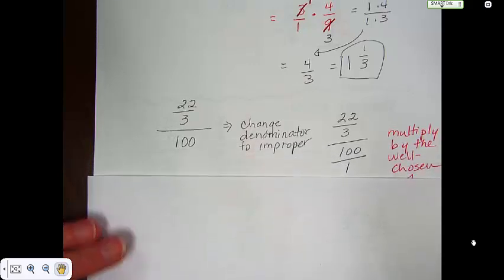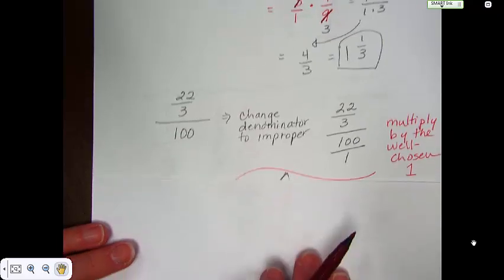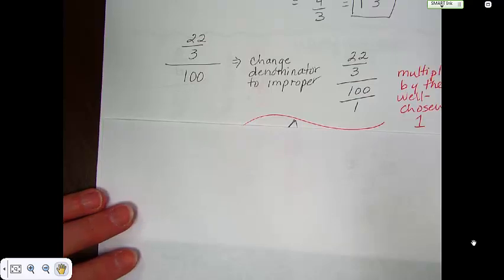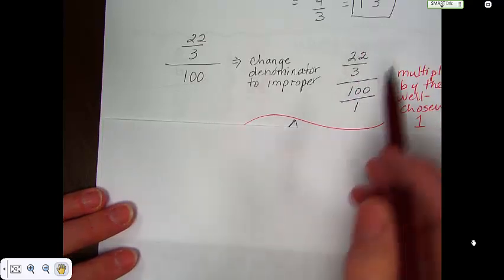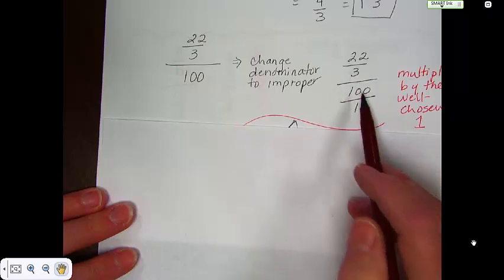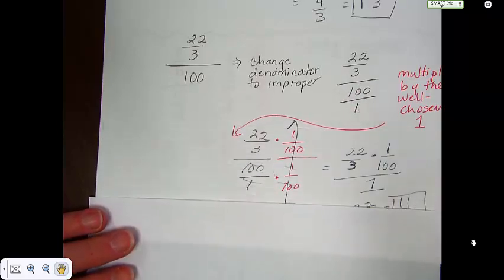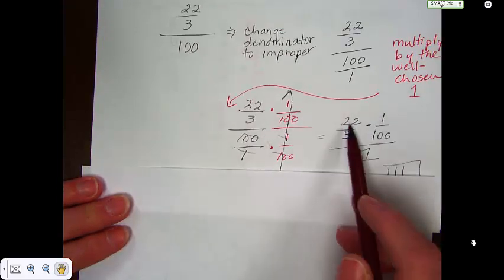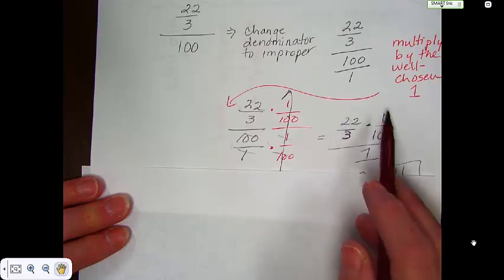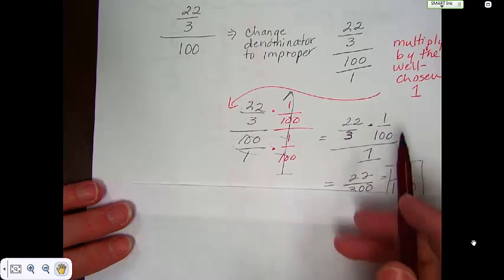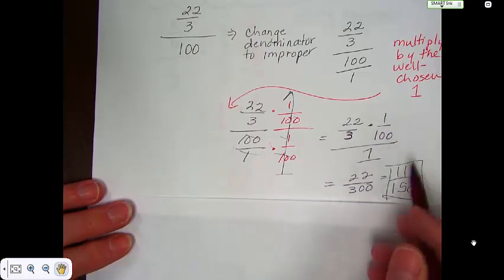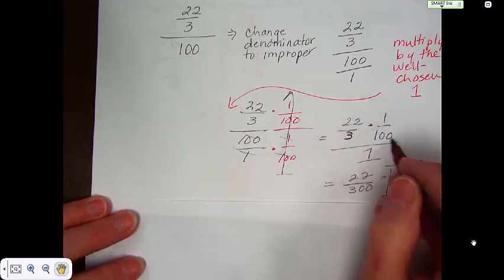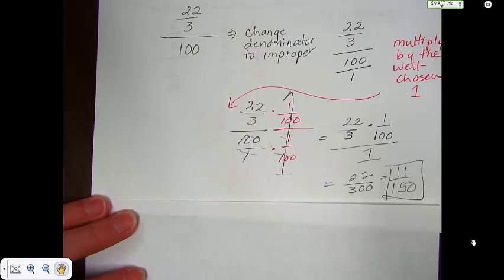Now, here is one more example. 22 over 3 divided by 100. Leave this 22 over 3. Change this 100 to 100 over 1. You're going to multiply by 1 over 100, top and bottom, to get rid of this denominator. And you have a 22 over 3 times 1 over 100, which ends up to be 22 over 300, which reduces to 11 over 150. Now, I probably could have taken the 2 out of here and the 2 out of here. I didn't in this case, but I could have.